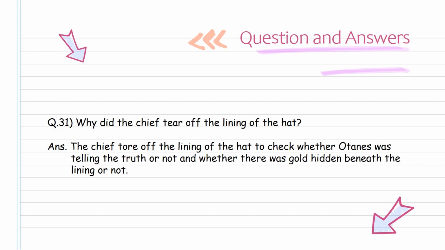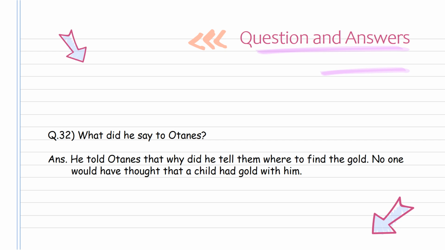Question 31. Why did the chief tear off the lining of the hat? The chief tore off the lining of the hat to check whether Otanes was telling the truth or not, and whether there was gold hidden beneath the lining or not. Question 32. What did he say to Otanes? He told Otanes, why did he tell them where to find the gold? No one would have thought that a child had gold with him.